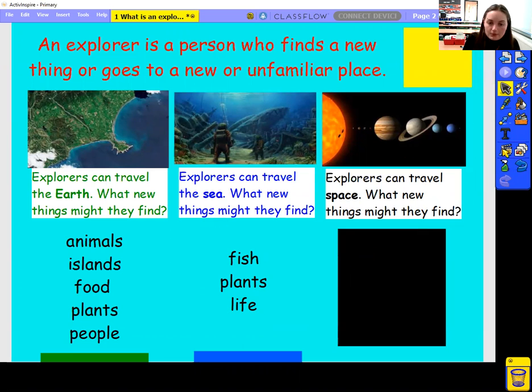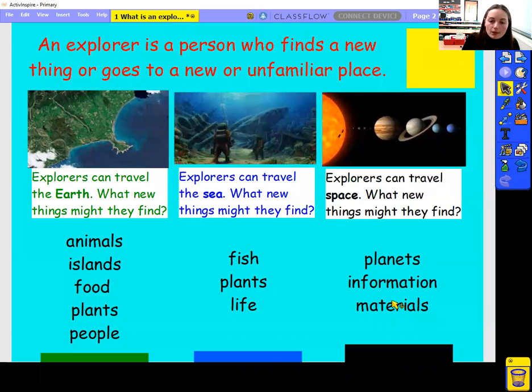And the last place that people can explore is space. We've learnt a little bit about space already when we were doing Sydney, Stella and the Moon. I wonder if you can remember anything to help you with this question. You're doing the same thing again for the last time. I want you to write down as many things as you can think of that explorers might find in space. Pause the video, write as many things as you can think of. Off you go.